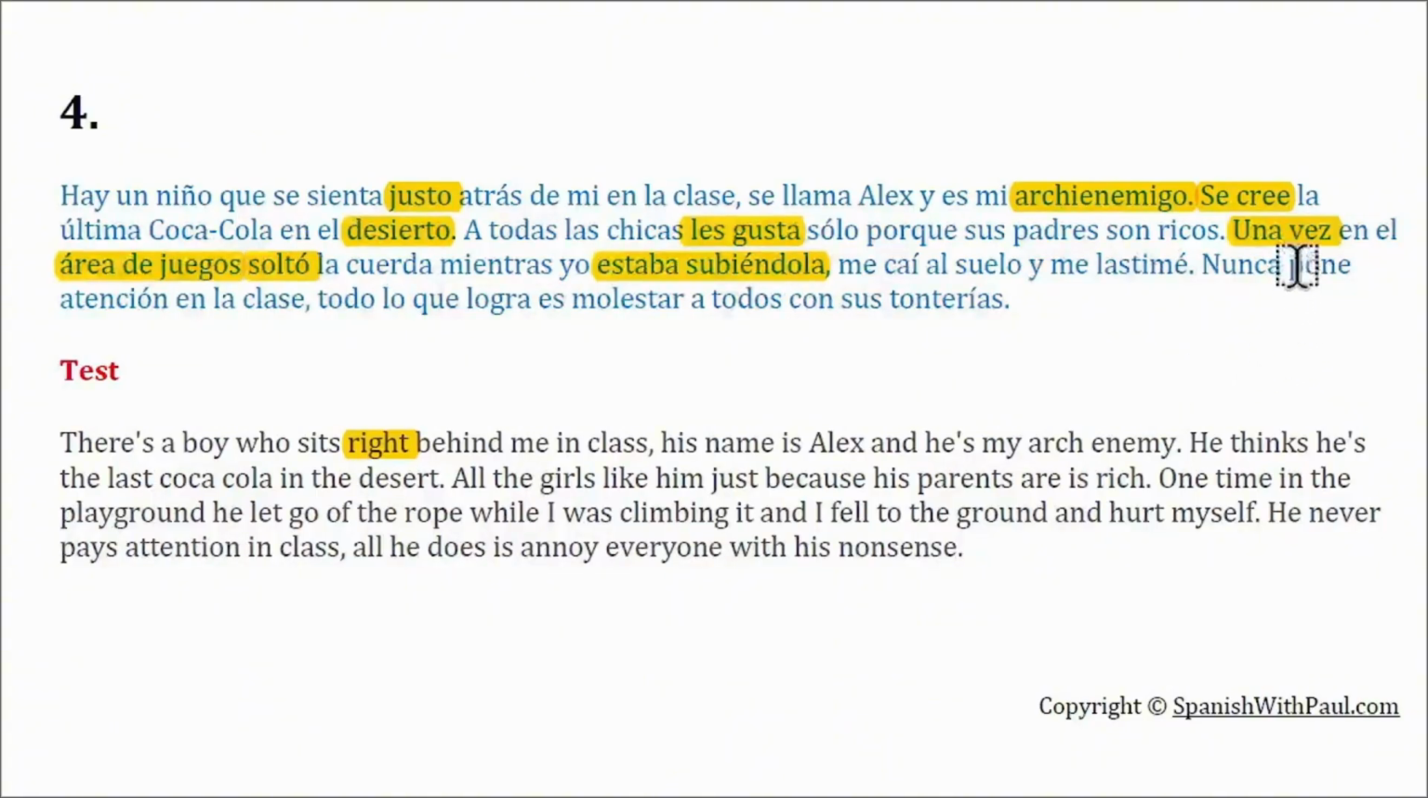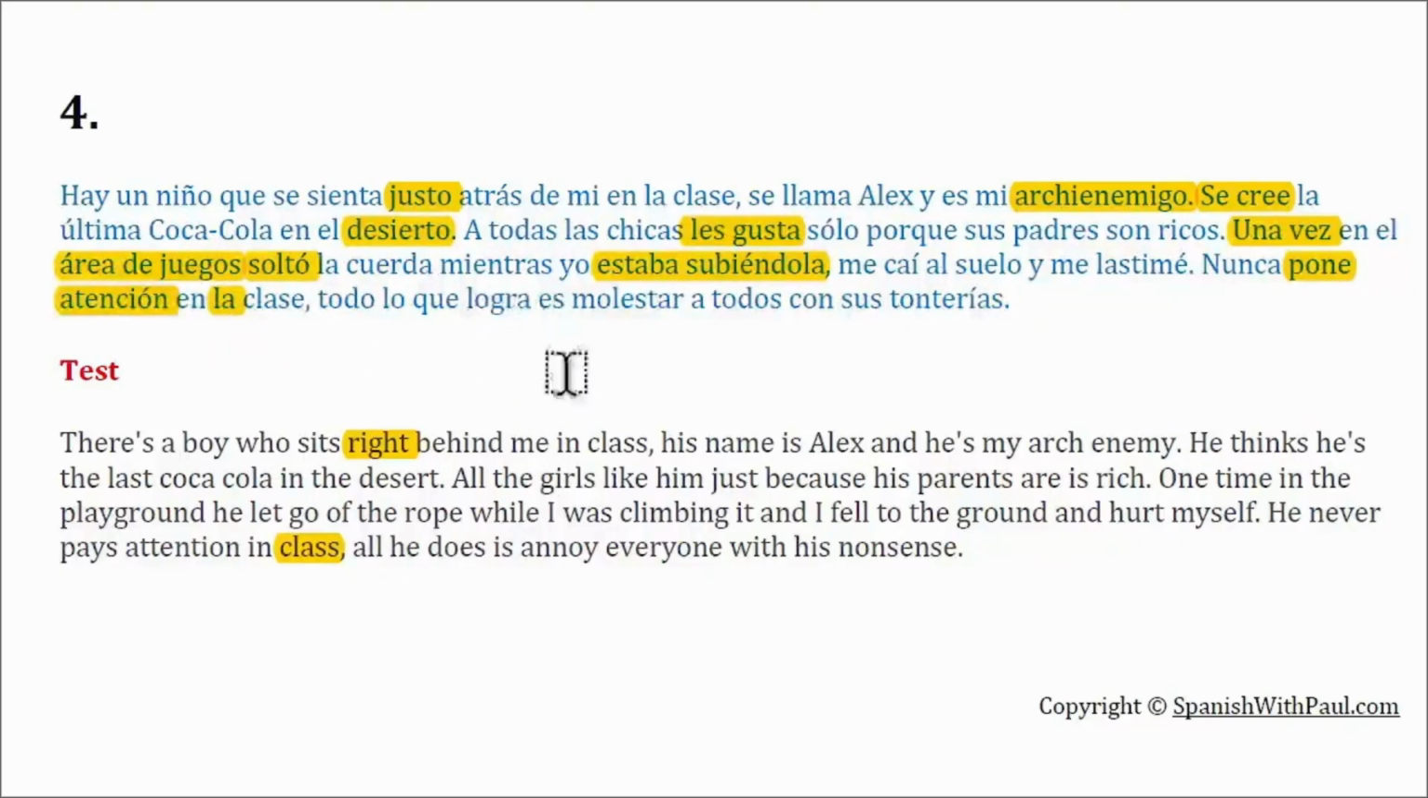Now to pay attention in Spanish is to put attention. They will say poner atención. So we have nunca pone atención. He never pays attention in class, in la clase. Notice how we have the definite article here again. You'll see this cropping up all the time. Whereas in English we'd say he never pays attention in class, Spanish will say he never pays attention in the class.